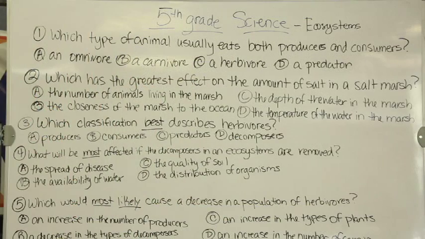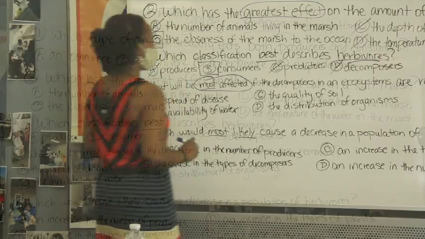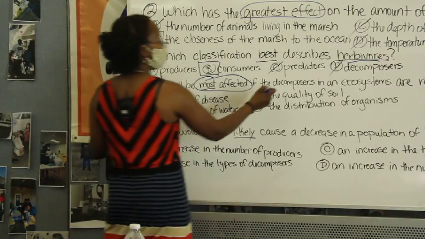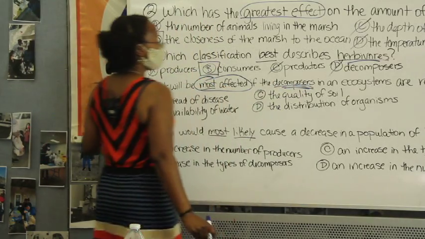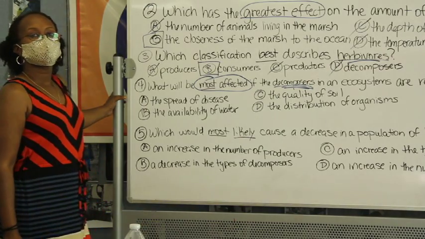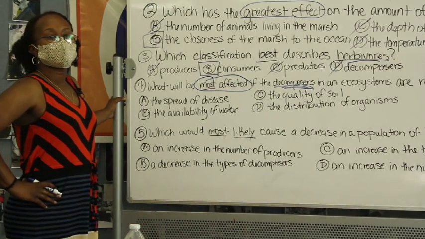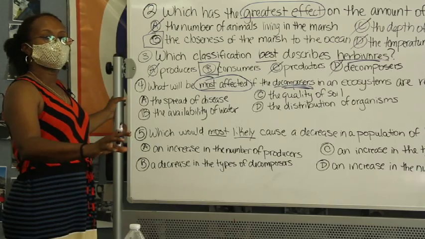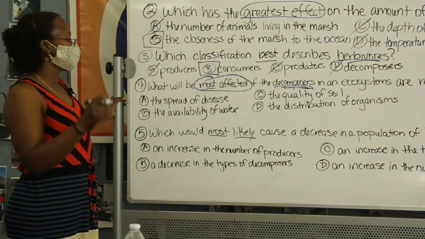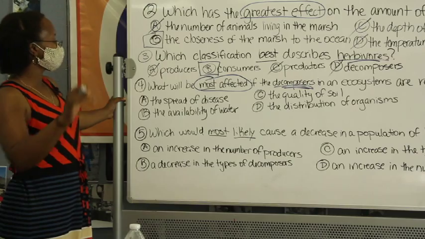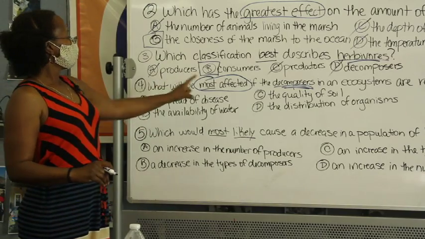Number 4, what will be most affected if the decomposers in an ecosystem are removed? What's going to be the most affected? If you take out the decomposers, what happens? When things die, they go into the soil and they break down and they put nutrients back into the soil. So let's see. What will be most affected?